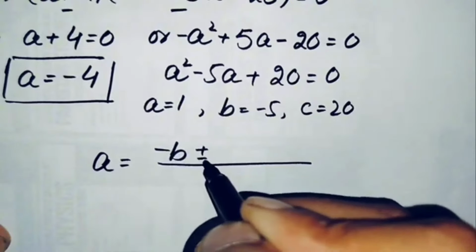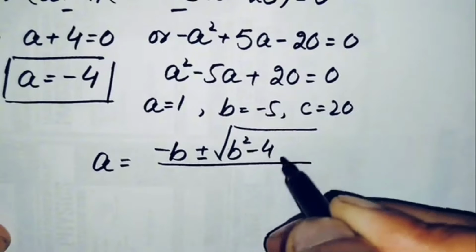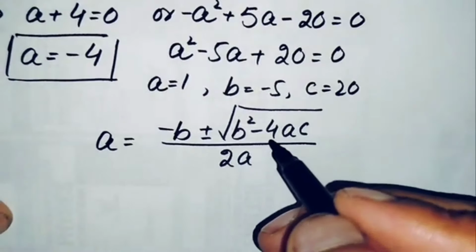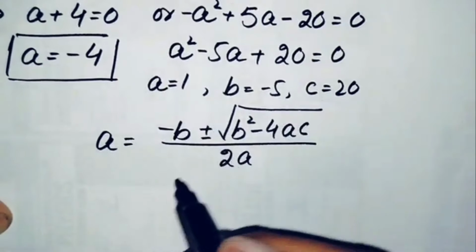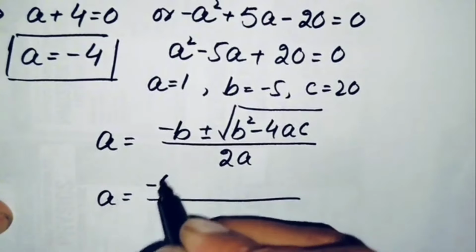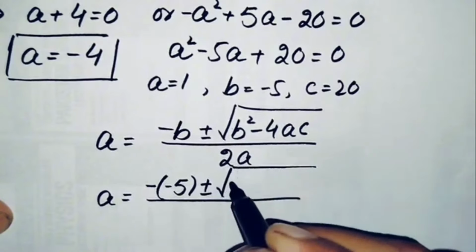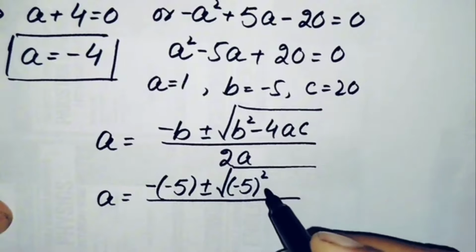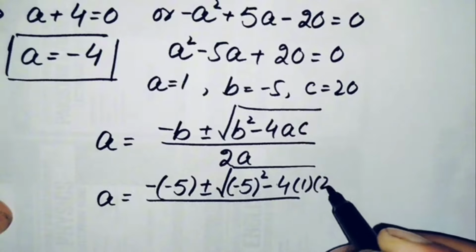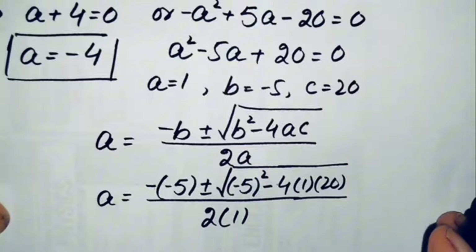Now the quadratic formula is a is equal to minus b plus minus square root of b squared minus 4ac divided by 2a. Now let us substitute the values of a, b, c from here in this right hand side in this formula. So this will become a is equal to minus b, now the value of b is minus 5, plus minus square root of b square, now b is negative 5 square, minus 4 times a is 1 and c is 20, divided by 2 times a is 1.